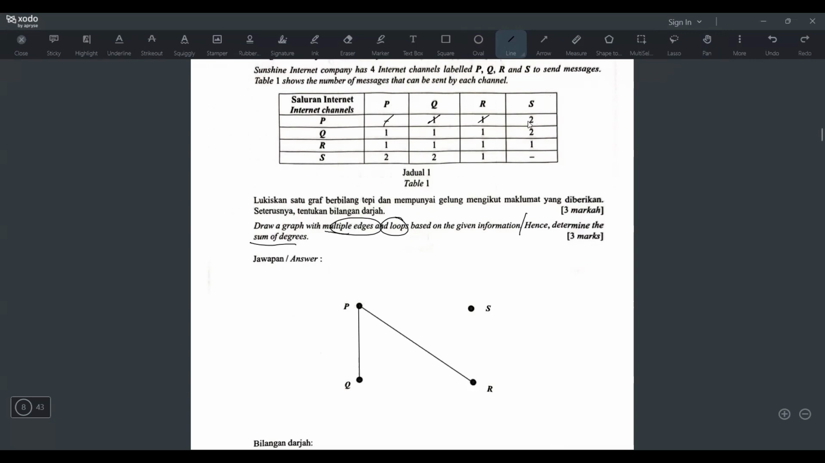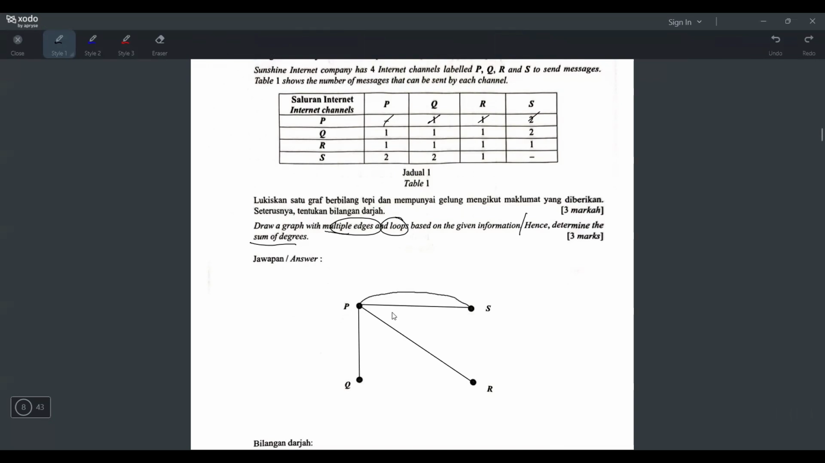That's it, done. Next one, P to S, there needs to be 2 lines going from P to S. So P to S, 2 lines. It means I have to draw one line and then another line. And the other line, I have to draw like this, right? And no need to put an arrow. It's not a directed graph.